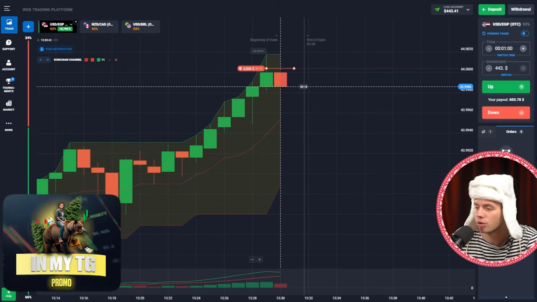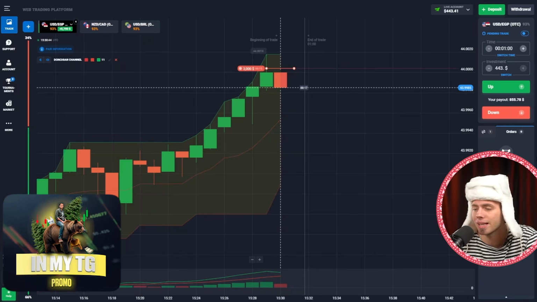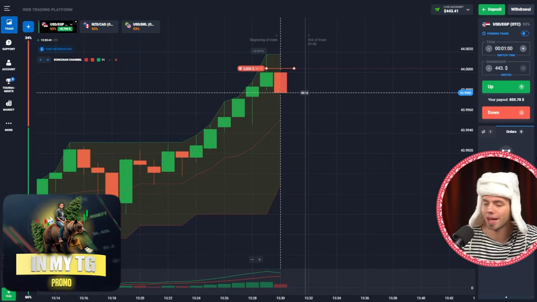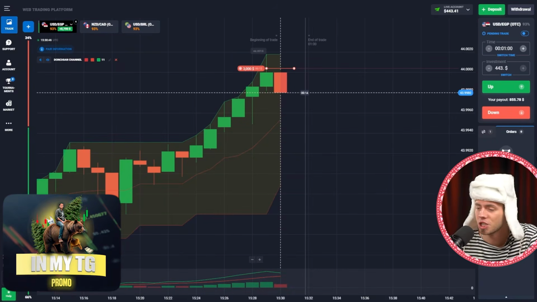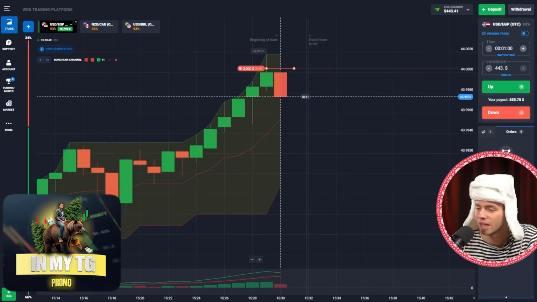And the overbought zone, of course. So we need to wait a bit and be patient. Patience is very important in the trading profession. Let's just wait.